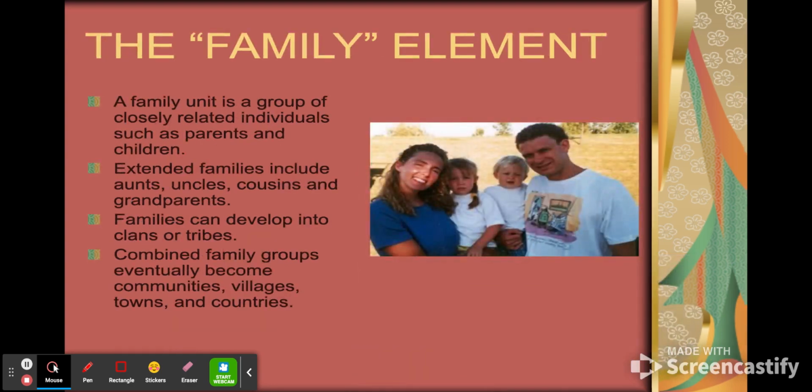The family element. A family unit is a group of closely related individuals, such as parents and children. Extended families include aunts, uncles, cousins, and grandparents. Families can develop into clans or tribes. Combined family groups eventually become communities, villages, towns, and countries.